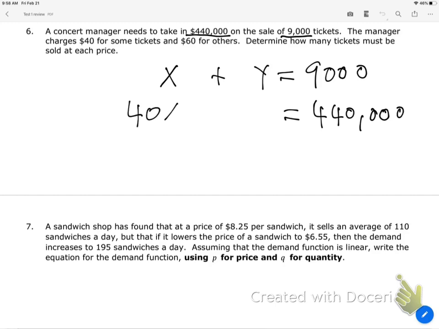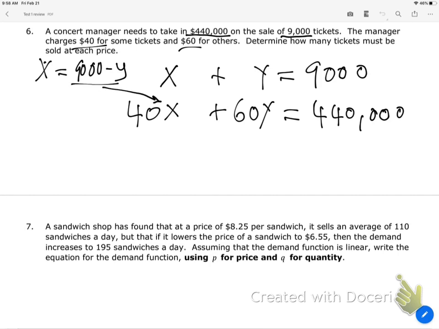So $40 for the X tickets there, and $60 for the Y tickets. There you go. Those are your two equations. Now, you could do substitution. I think somebody mentioned in class, you could do X equals 9,000 minus Y and plug it in there, okay? Or I like to just multiply this by negative 40 and get this.